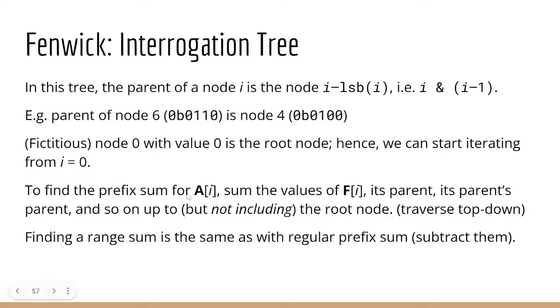So to find the prefix sum for A i, we just sum the values of f i, its parent, its parent's parent, and so on. For example, for node 6, f of 6 is equal to the sum of values in node 5 and node 6. Then after that, you traverse from node 6 to node 4, its parent. The values of A stored in node 4 are A0, A1, A2, A3, and A4. So if you sum them up, you get the sum of A1 to A6. And to find a range sum, you do the same thing as regular prefix sum.